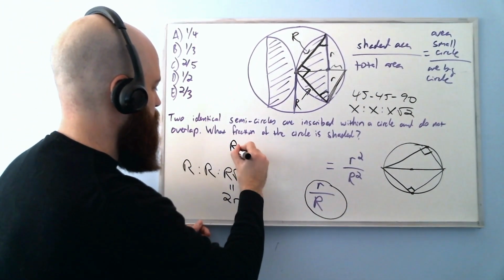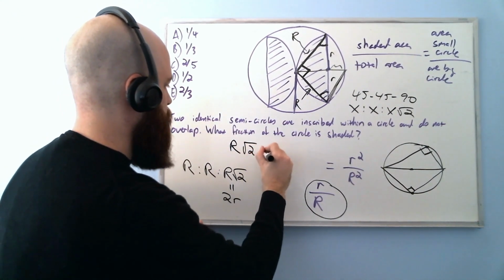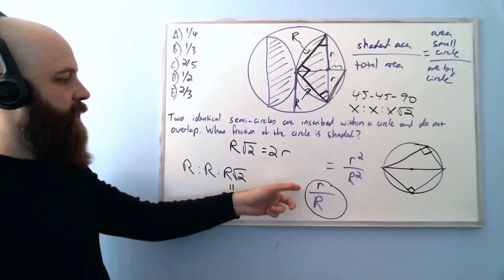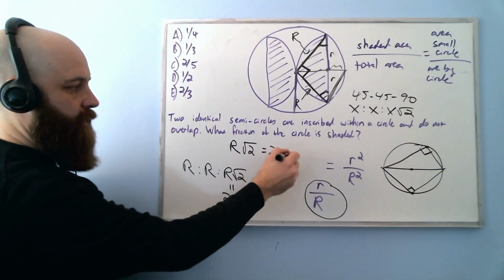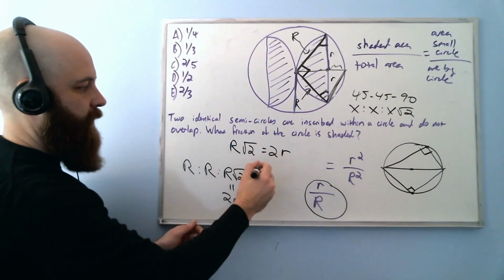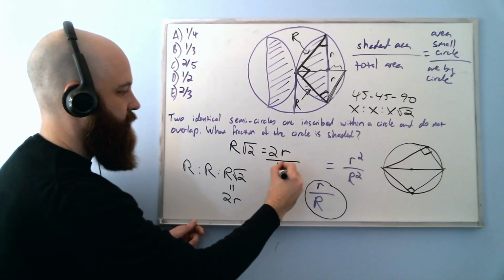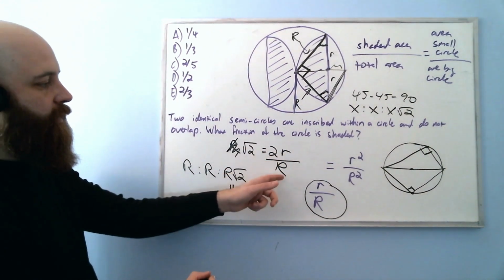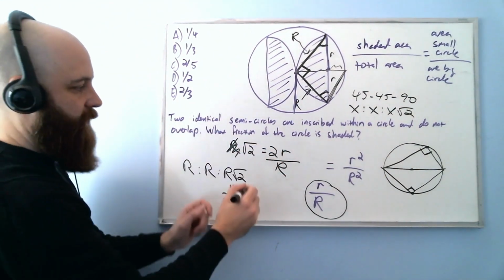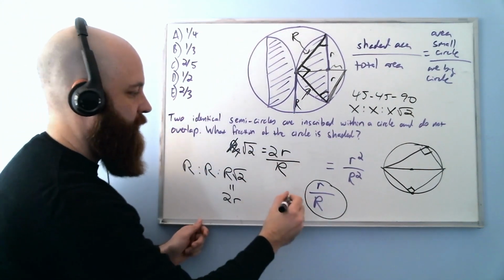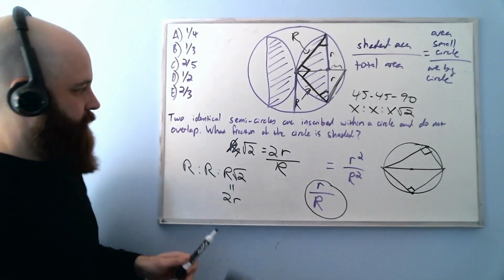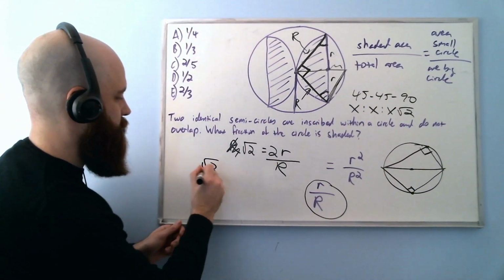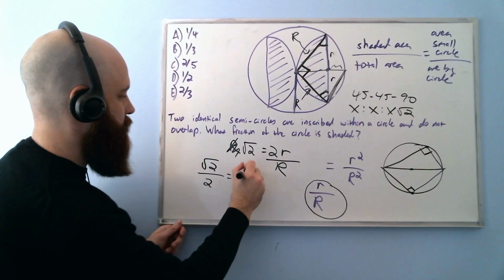Okay, so big R times the square root of 2 equals 2 times little r. What's little r over big R? Well, I've got little r on the top over here. Maybe I'll divide both sides by big R. That would cancel this out. Now I've got 2 times little r over big R. Well, let's get rid of that 2 on the right, move it over to the left. That's going to give me root 2 over 2 equals little r over big R.